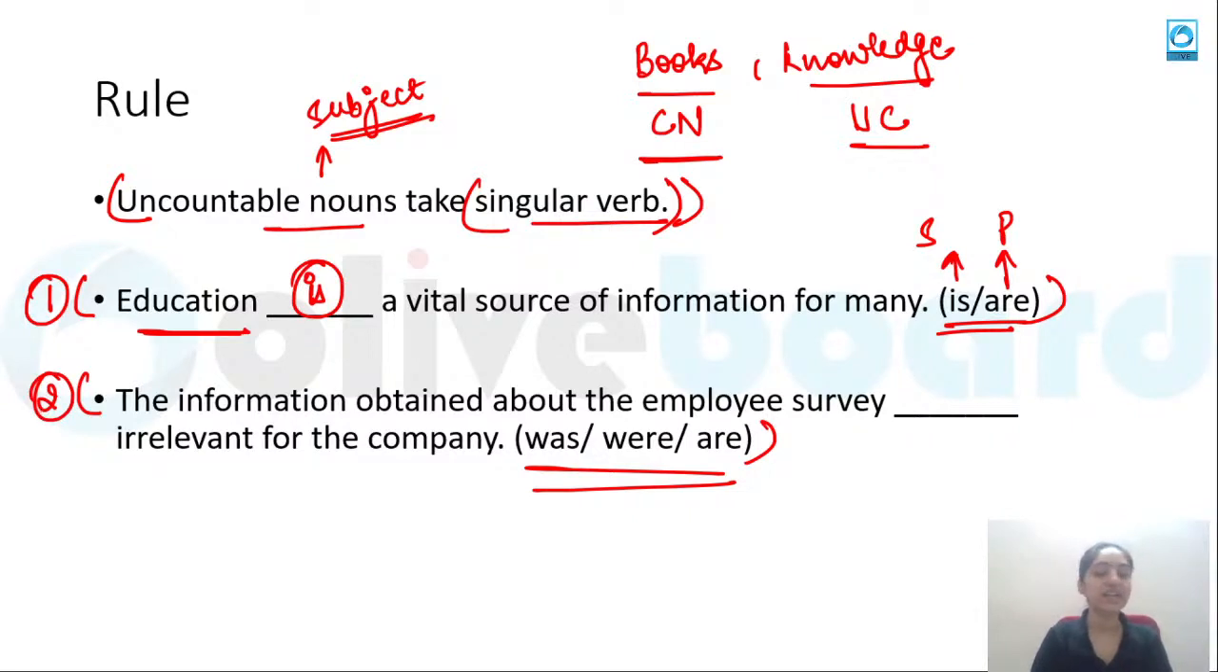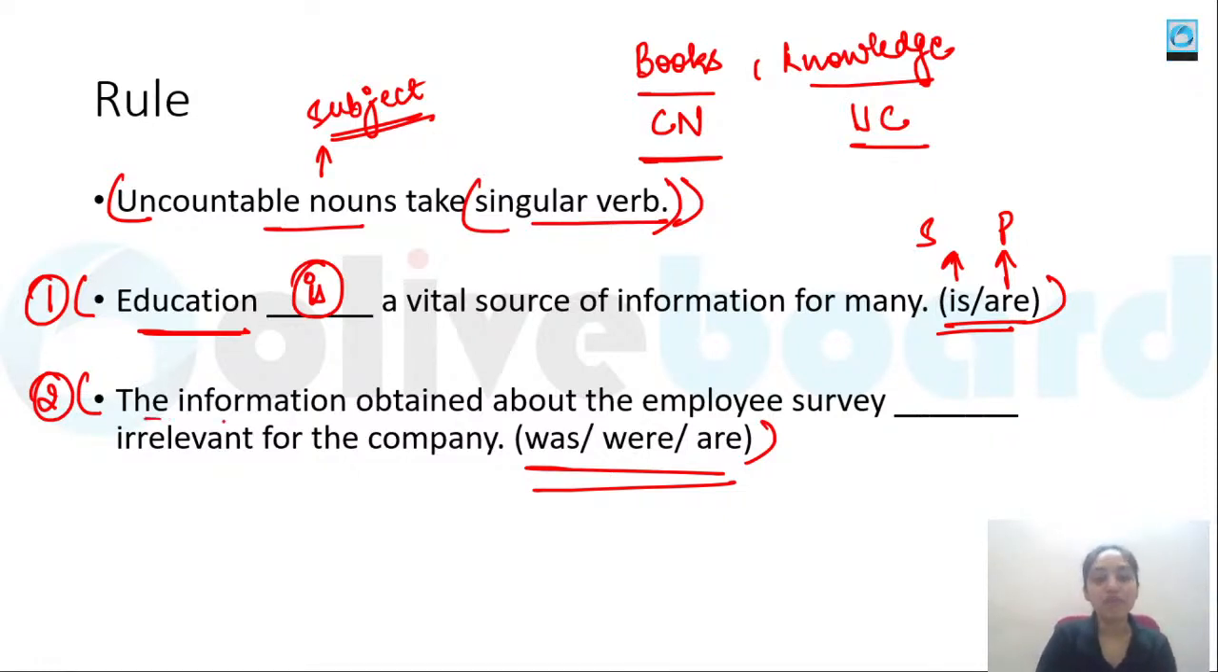Now come to the second question. The information obtained about the employee survey dash irrelevant for the company. Was, were, or are.